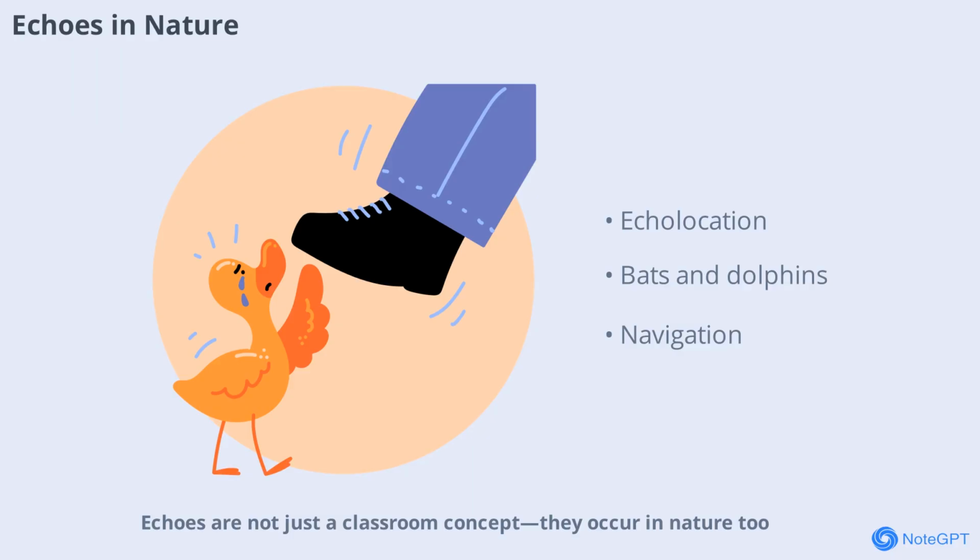Echoes are not just a classroom concept, they occur in nature too. Bats and dolphins use echoes to navigate and find food, a process called echolocation. By emitting sounds and listening for the echoes, these animals can detect objects and prey even in complete darkness.